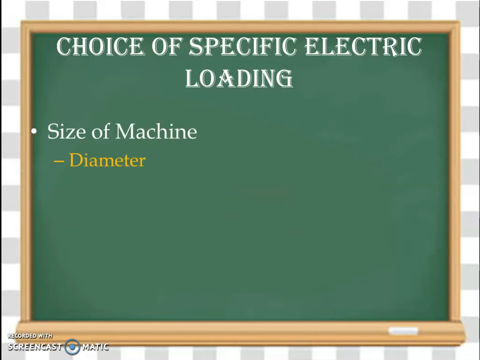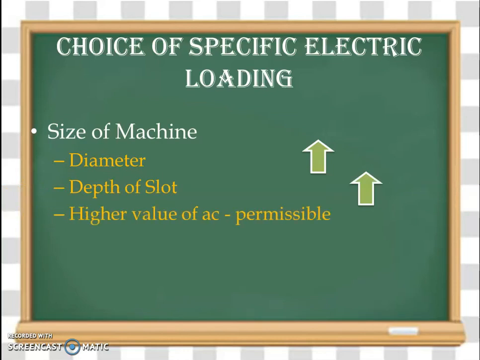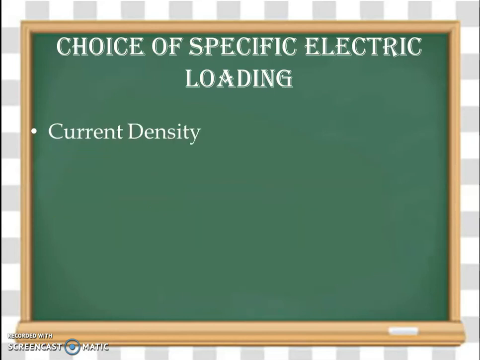Then the size of the machine. If the diameter is more, the depth of the slot is also increased, and in this condition we can go with a higher value of specific electric loading. So a higher value is permissible if we go for a larger design, a larger diameter. So if the size of the machine increases, we obviously can go for a higher specific electric loading.